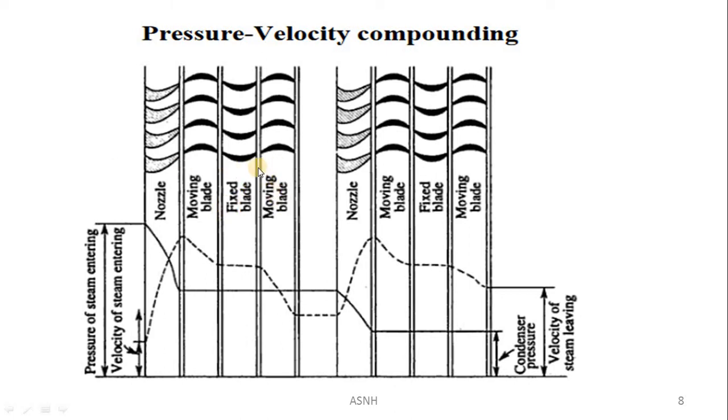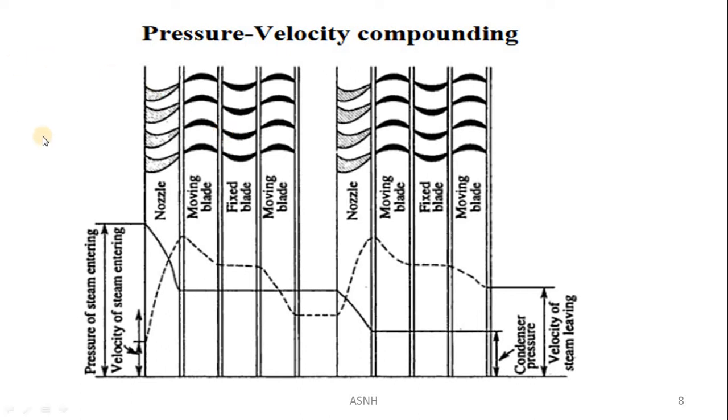So in the first stage there are a total of 2 moving blades, 1 nozzle and 1 fixed blade. Similarly, the same components, the same arrangement, is in the second stage: 1 nozzle, 1 fixed blade and 2 moving blades. So here we can reduce the rotor speed by both reduction in pressure as well as velocity. So students, here you will get an idea about the construction as well as the working.